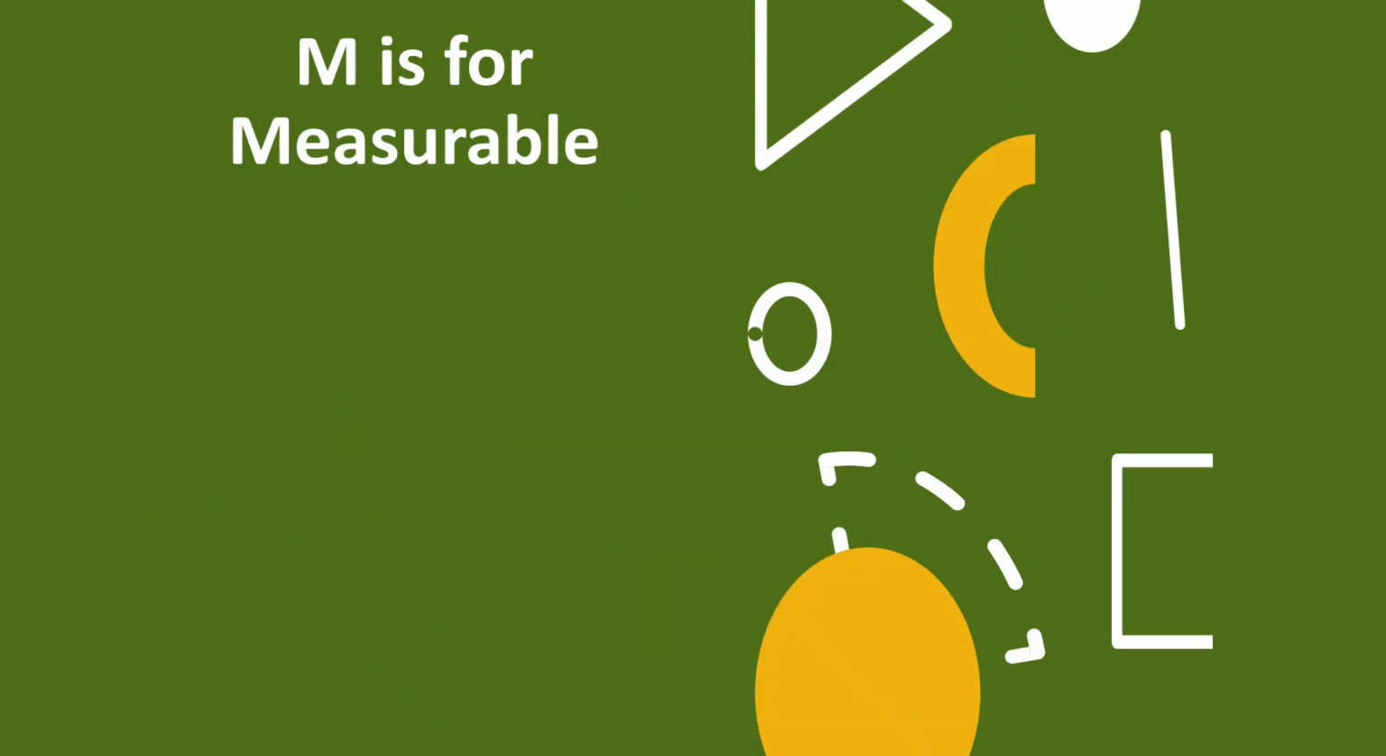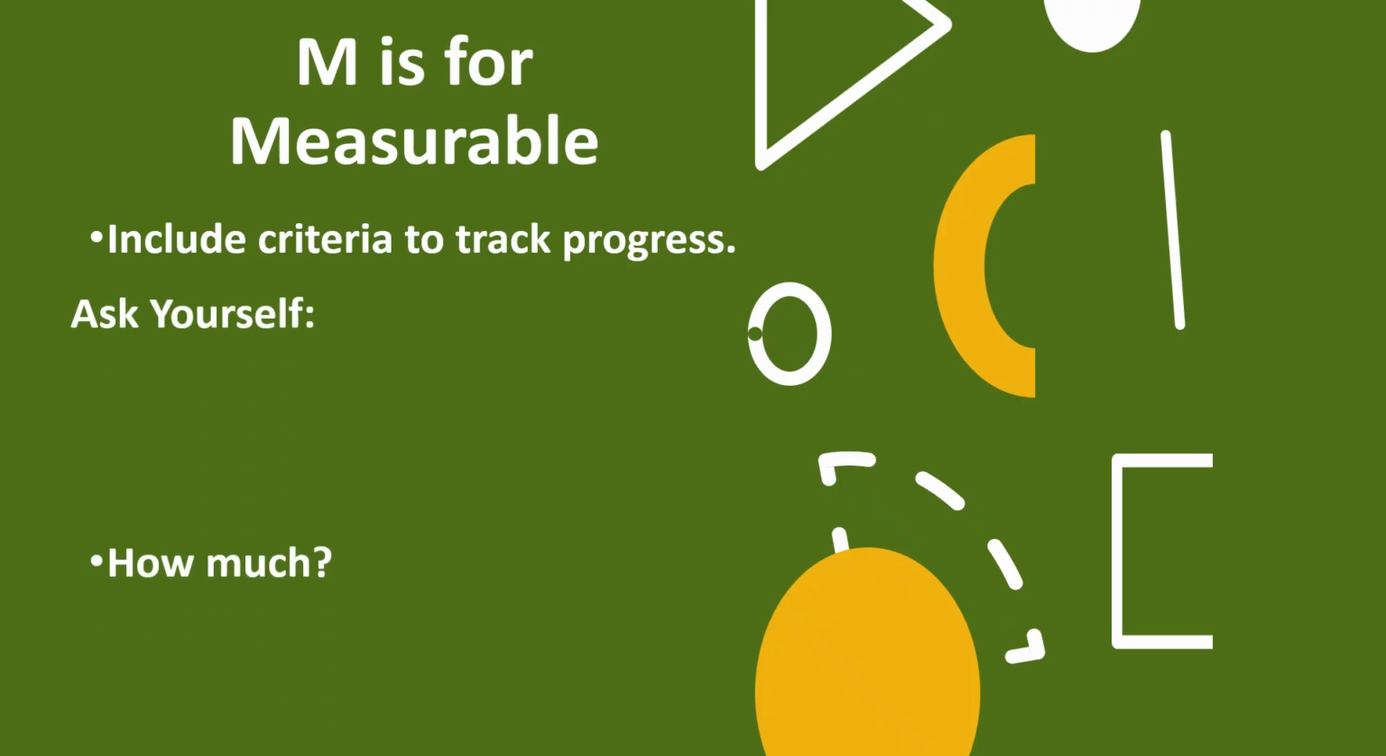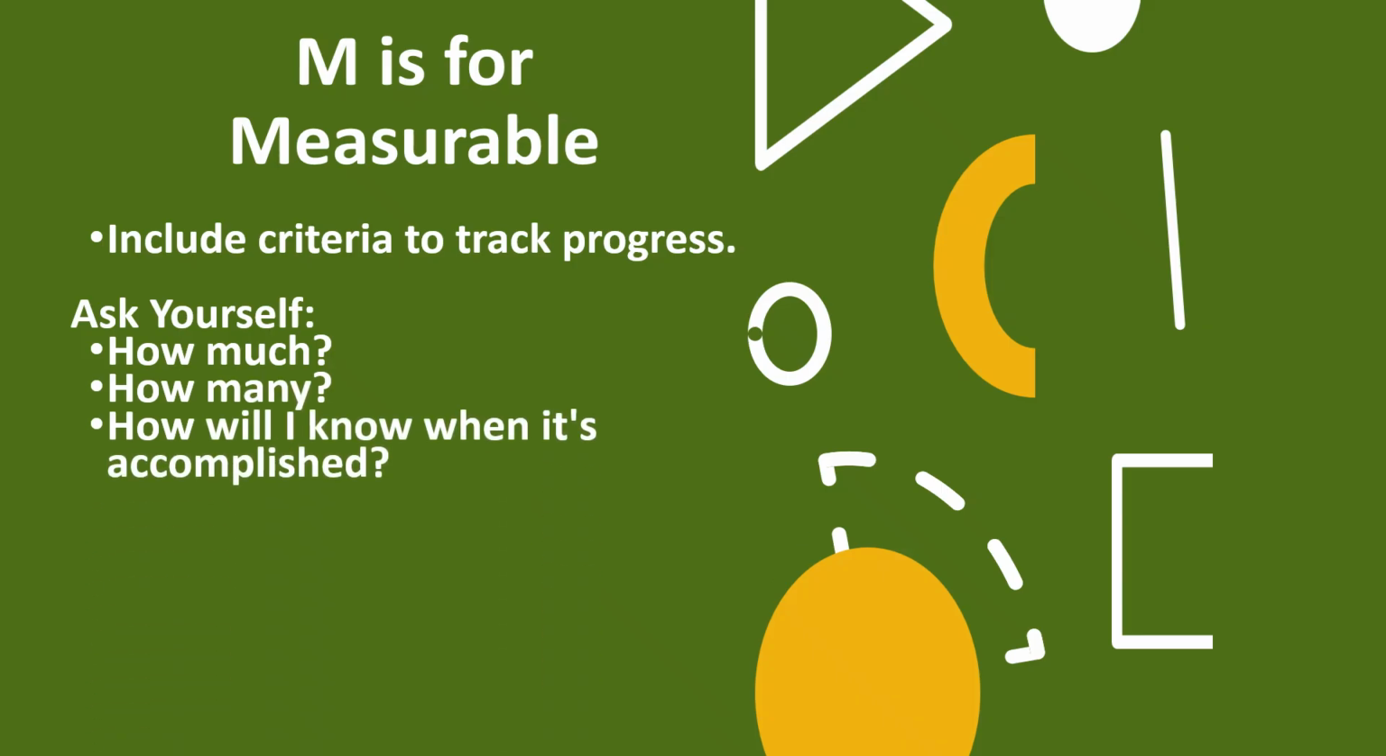The M in SMART stands for measurable. This is all about including criteria to track your progress. First of all, ask yourself some questions such as, how much or how many? These questions help ensure that you have a clear way to measure success. Also, knowing when your criteria is accomplished is important. This clarity helps in tracking, but also boosts motivation as you see tangible progress towards your goal.